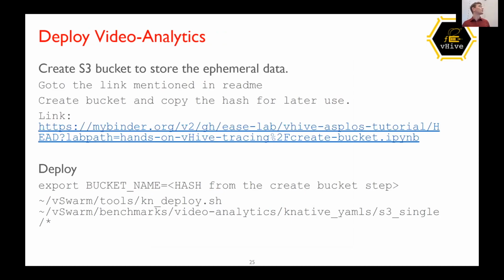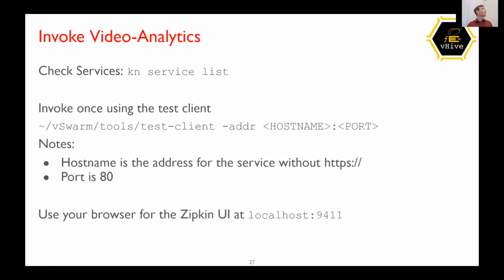So this can be directly used to deploy. The bottommost command will automatically deploy all three functions to your cluster. And then you can again list all the services using knative. And you should see three services. One should be streaming, one should be decoding, and one should be recognizer.